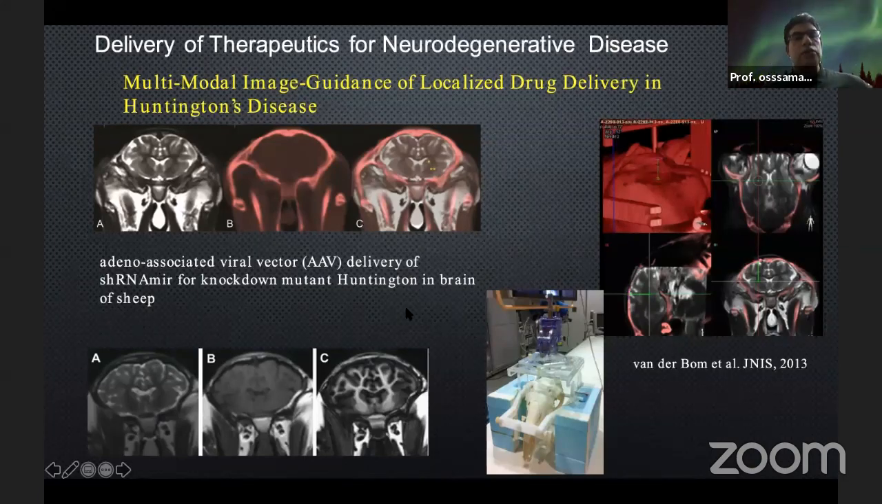They introduce what are called adeno-associated viral vectors, trying to treat or heal the knockdown mutation in Huntington patients. They started their procedure on animals, and they published their experiments and their results on sheep, and they are showing some interesting results in this regard.